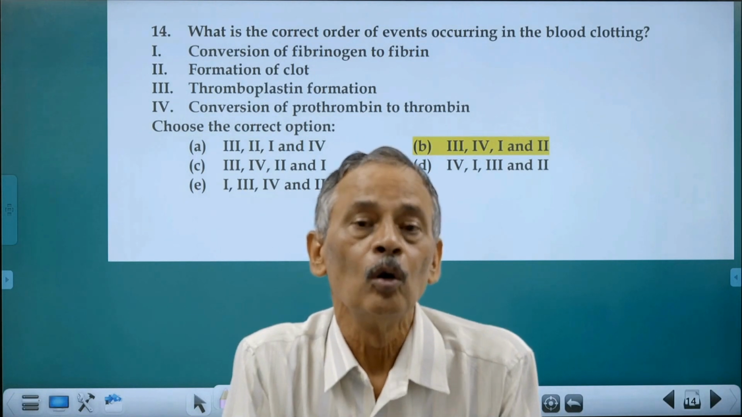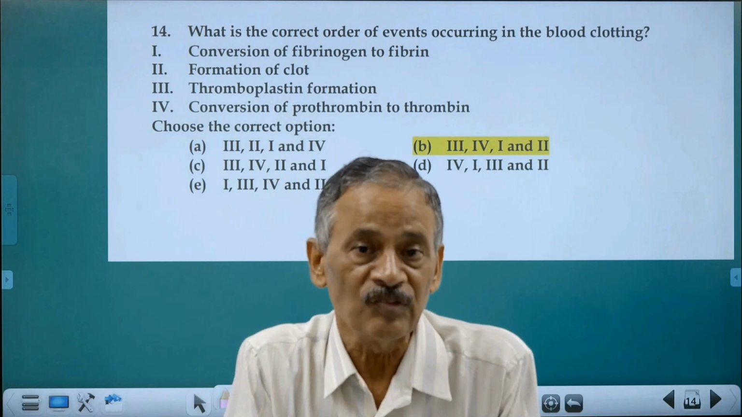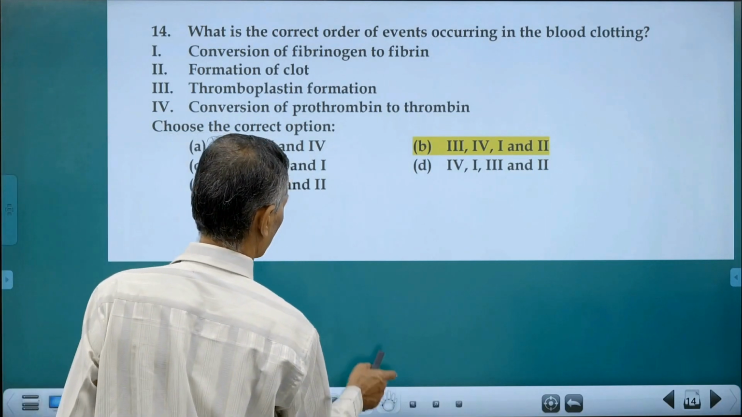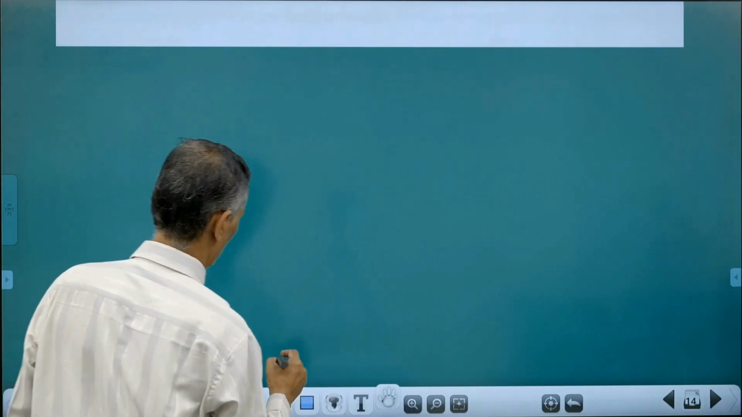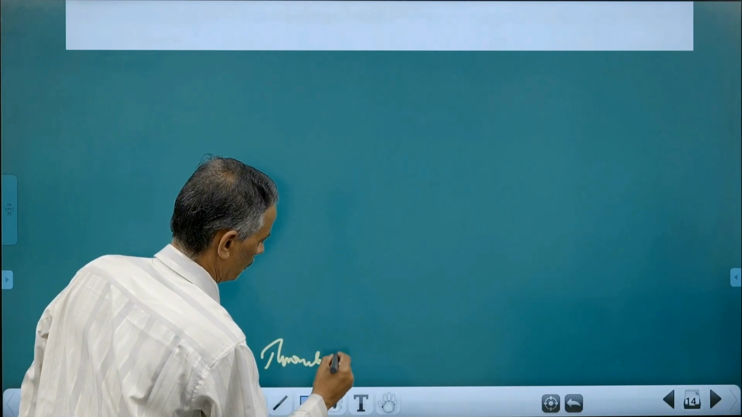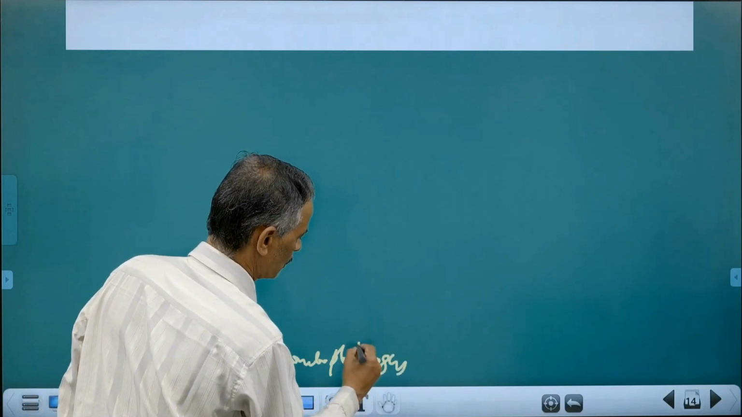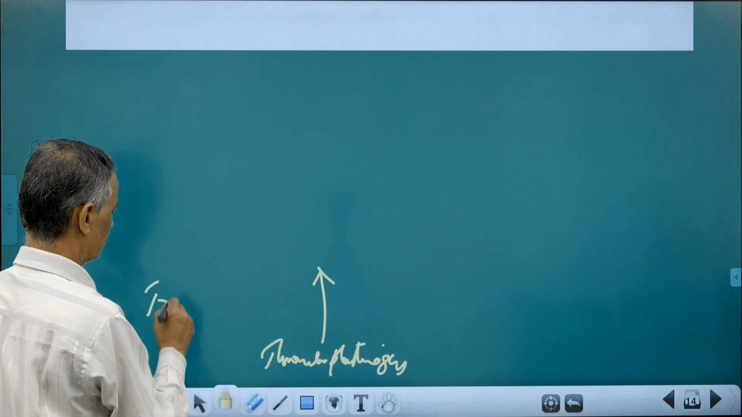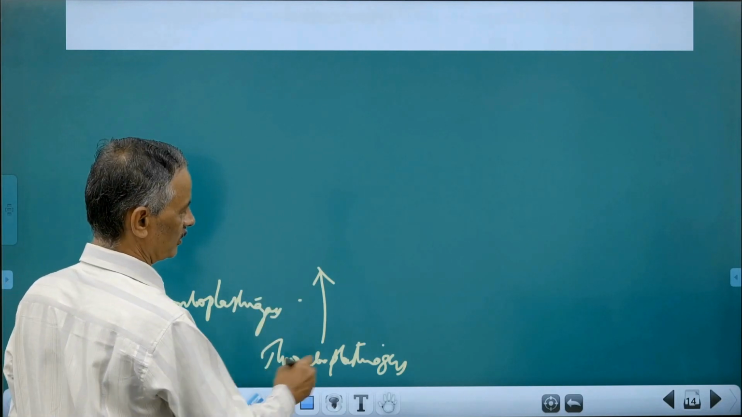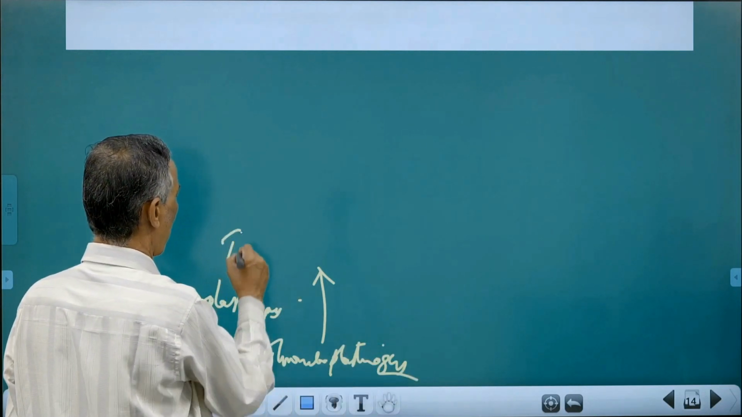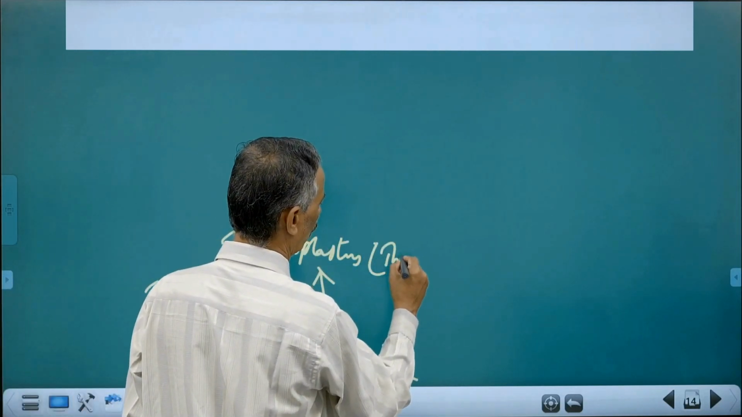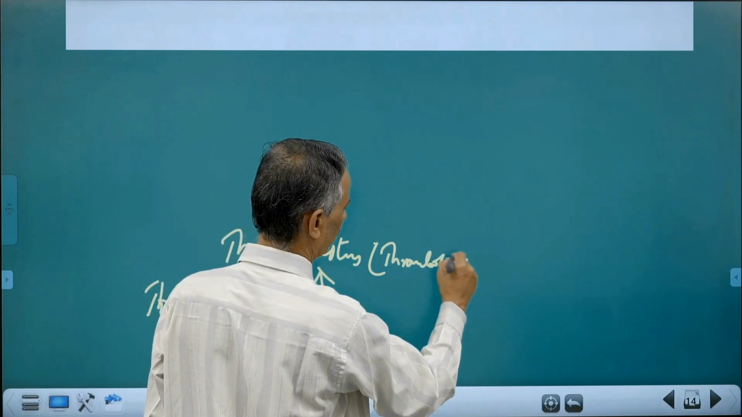Thrombokinase will be acting on prothrombin. Prothrombin is converted into, see, I will write the events in a very simple form. Thromboplastinogen is an inactive compound. Thromboplastinogenase is an enzyme that converts this thromboplastinogen, which is an inactive one, to active thromboplastin. Thromboplastin is also called thrombokinase. It is an activating enzyme.